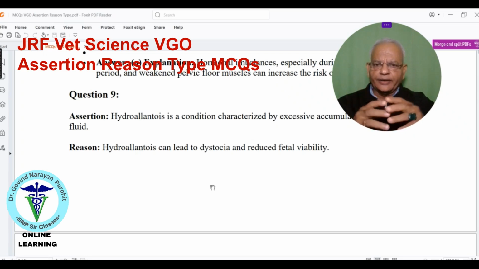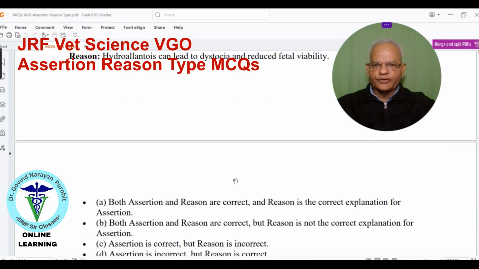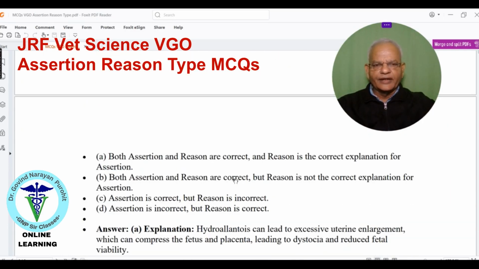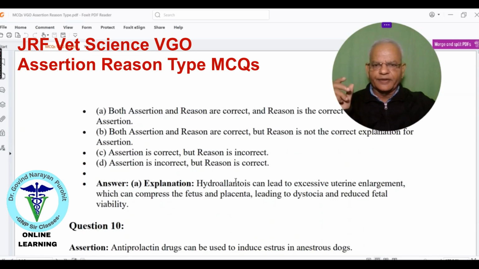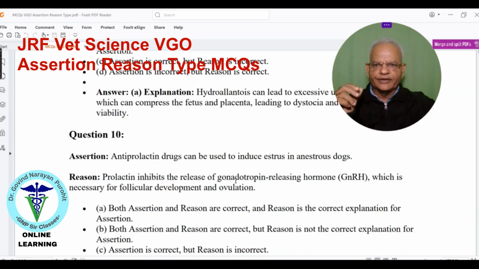and because the fetus is small and the placenta is affected, the fluid is enormous. That can lead to difficult births. That's why both assertion and reason are correct, and reason is the correct explanation for the assertion.